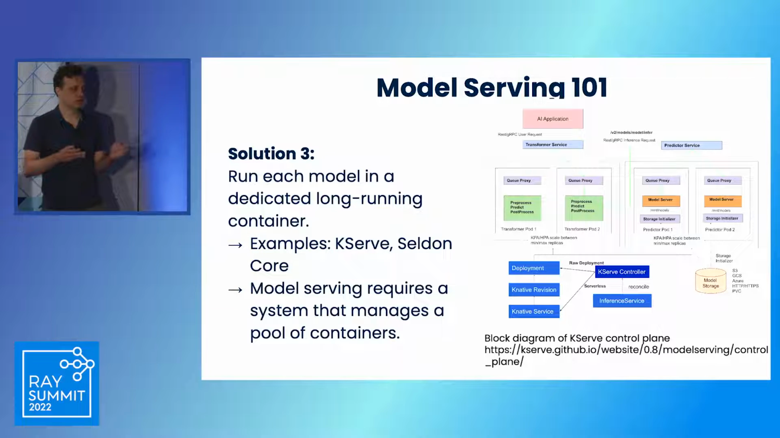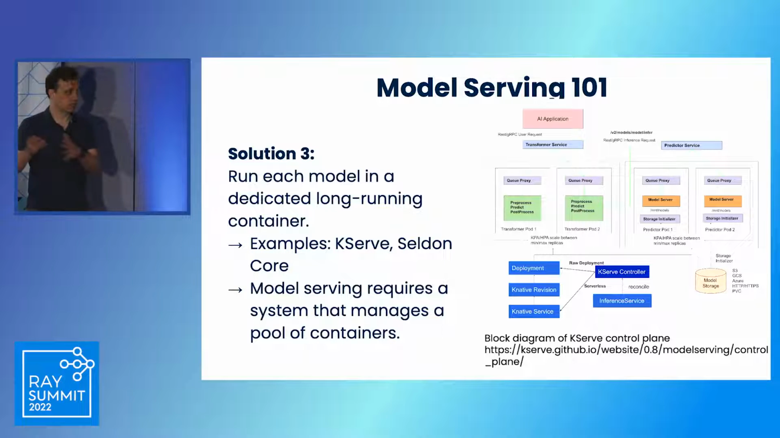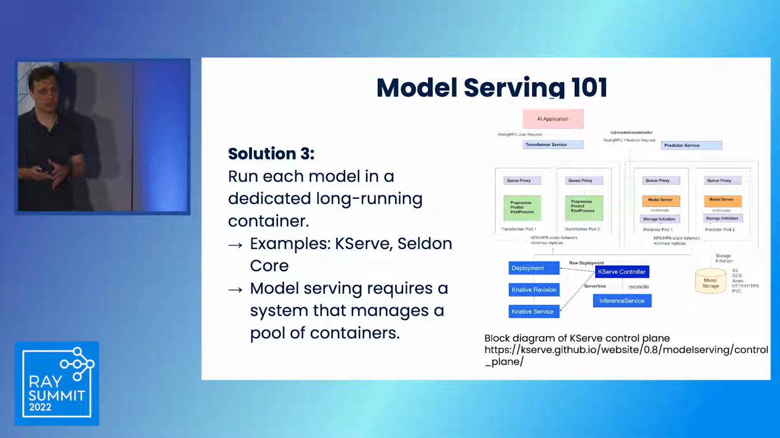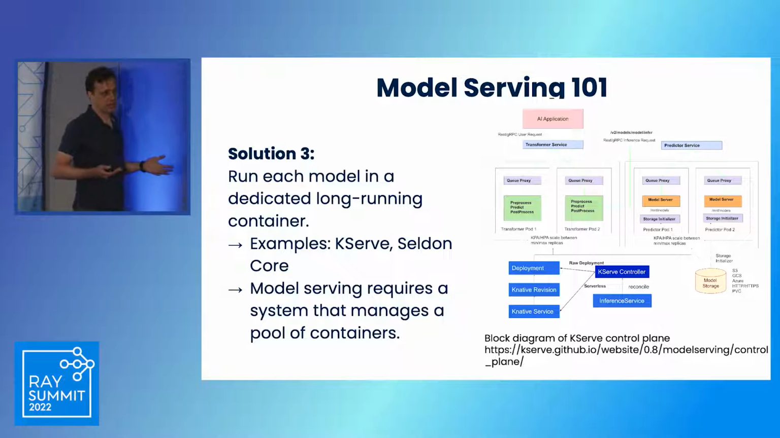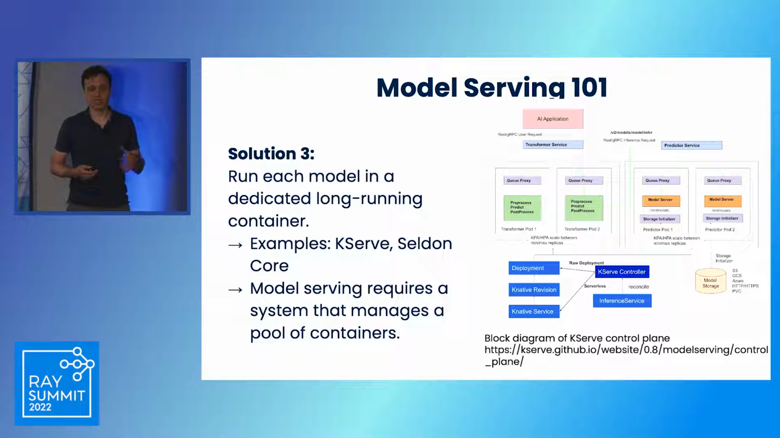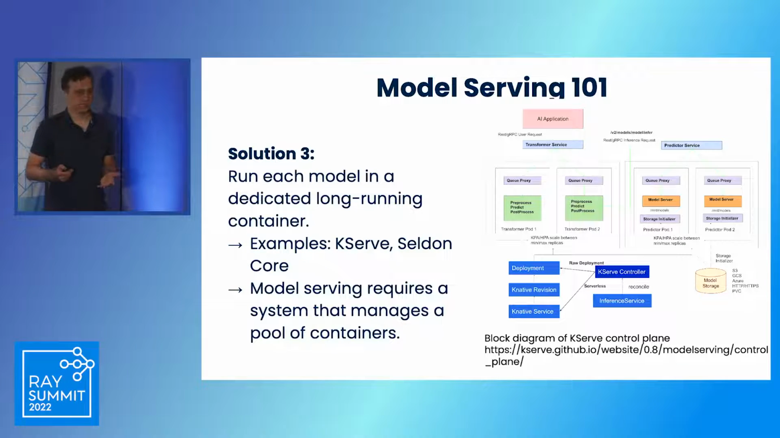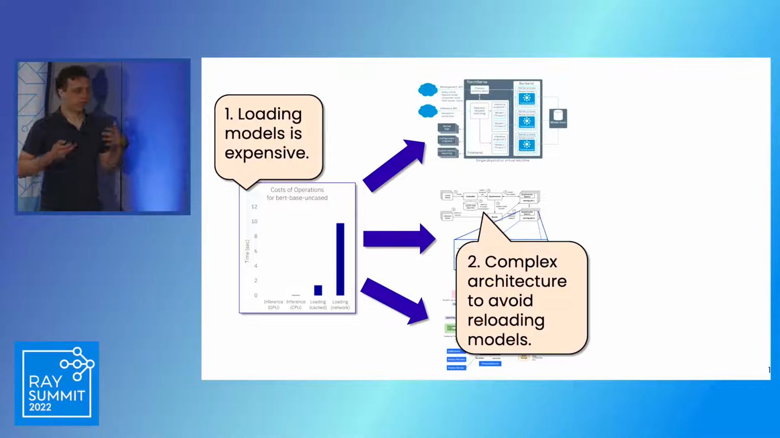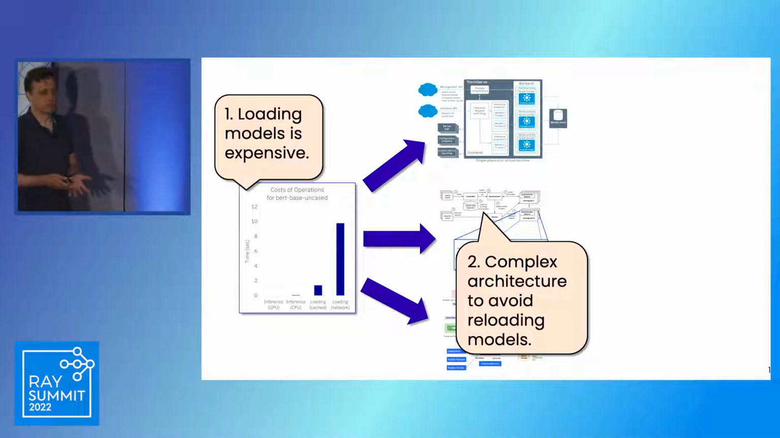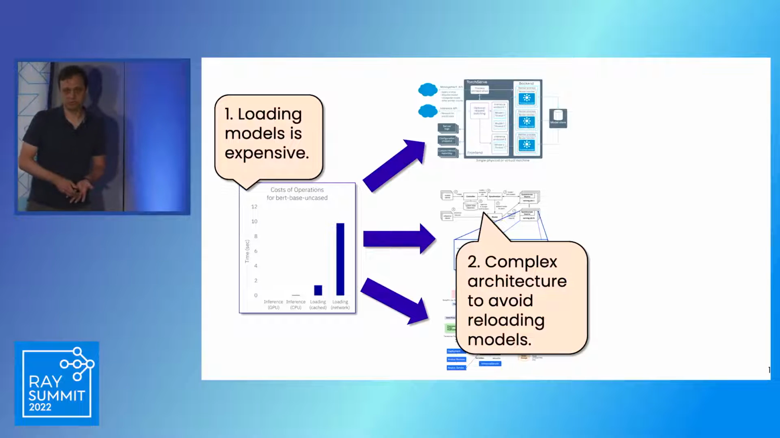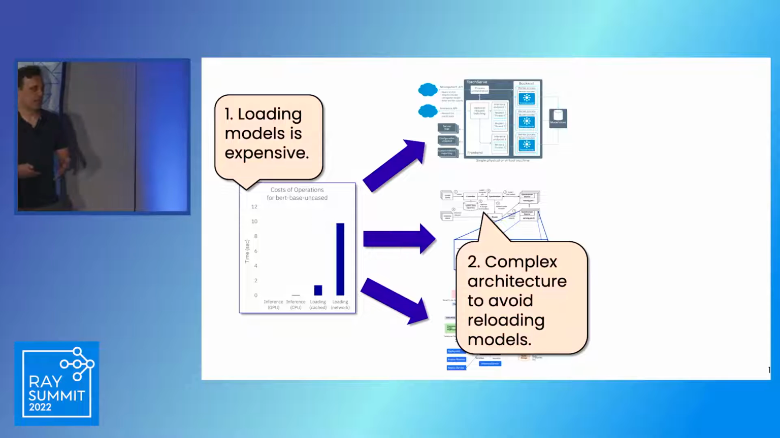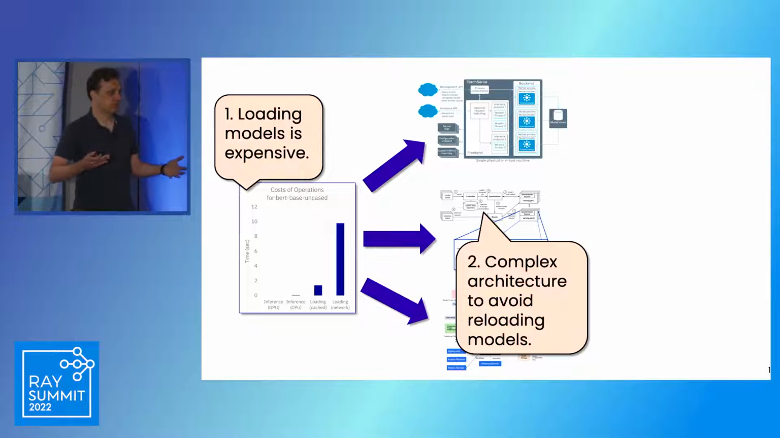Also gives you the option to maybe deploy a copy of TensorFlow serving in one of those containers to hybridize things. And of course, this requires all of the infrastructure for managing and routing among a pool of containers. So in all these different cases, you start out from this design problem that loading deep learning models is very expensive relative to inference. And that leads you to a place where you have this complex architecture to amortize that loading cost.